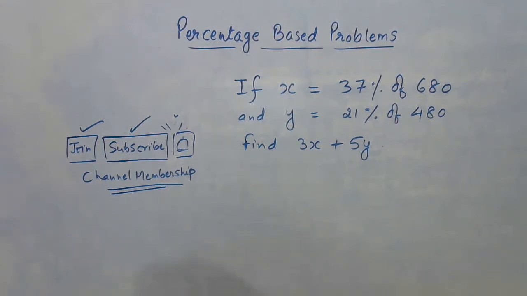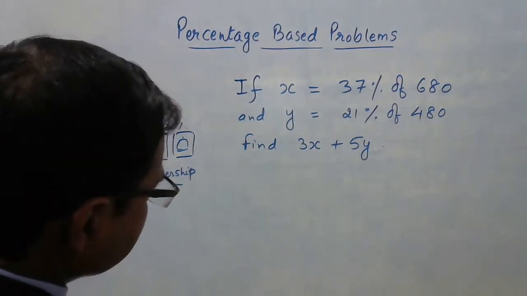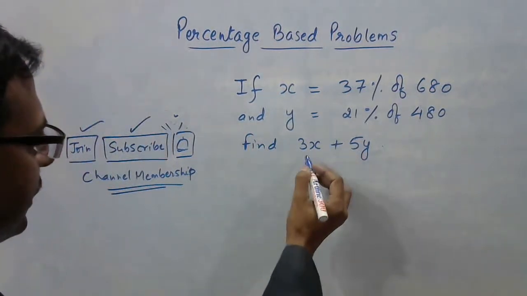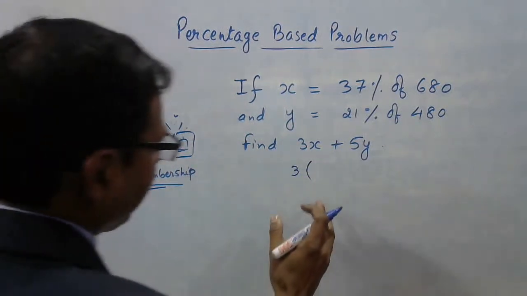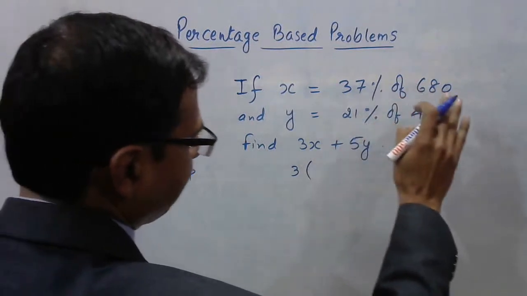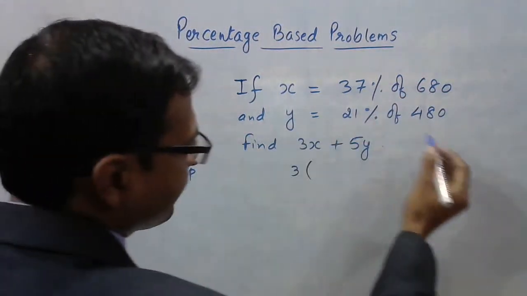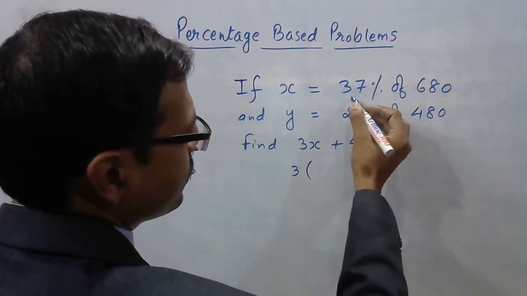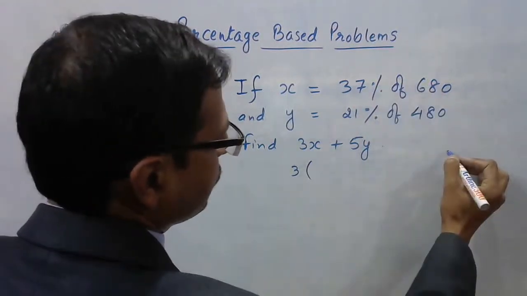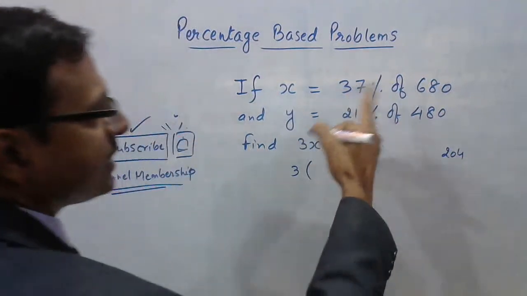Okay, so I need to solve it on the board. See, friends, how to find this. I'll write it directly: 3 times x. Now I need to find x first, right? So 37% of 680. How do I do this? 3 into 10%. So 3 into 68 is 180 plus 24, so 204, that is 60%.